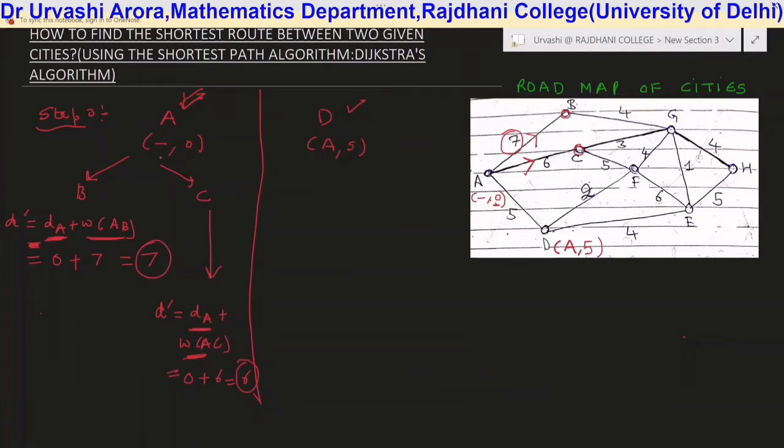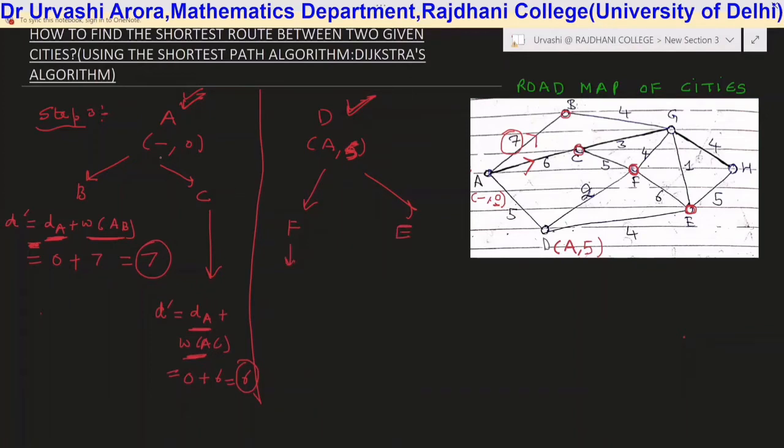And now accordingly we do the same thing for the labeled vertex D, whose label is A 5. This is the label that D has. Now we find all the vertices which are adjacent and unlabeled corresponding to the labeled vertex D. There are two such vertices, F and E. So F and E are the adjacent unlabeled vertices.